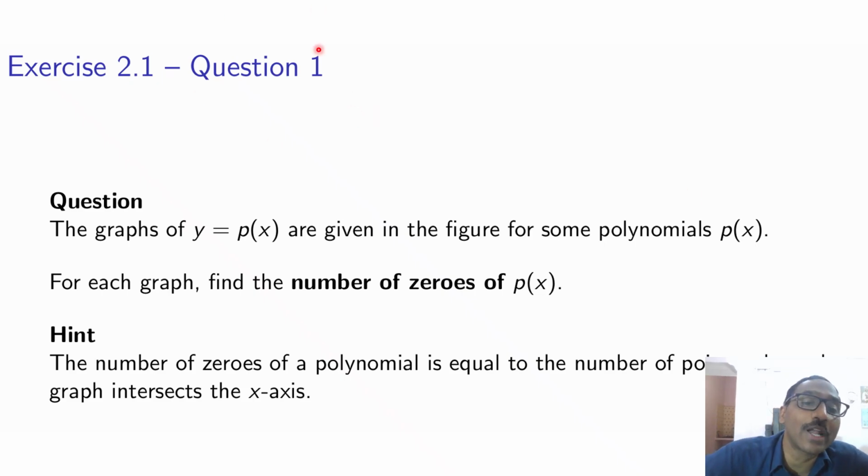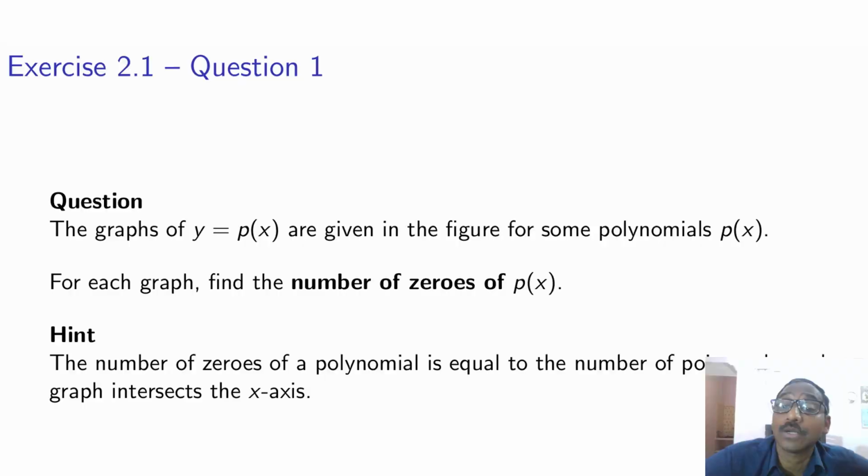So question 1 in exercise 2.1. The graph y is equal to p of x is given in the figure for some polynomials p of x. For each graph, find the number of zeros of p of x. Hint: the number of zeros of a polynomial is equal to the number of points where the graph intersects the x-axis. x-axisని ఎన్నిసార్లు ఇంటర్సెక్ట్ చేసిందో మనకిచ్చినటువంటి గ్రాఫ్, దాన్ని బట్టి నంబర్ ఆఫ్ జీరోస్ ఎన్నో చెప్తాము.